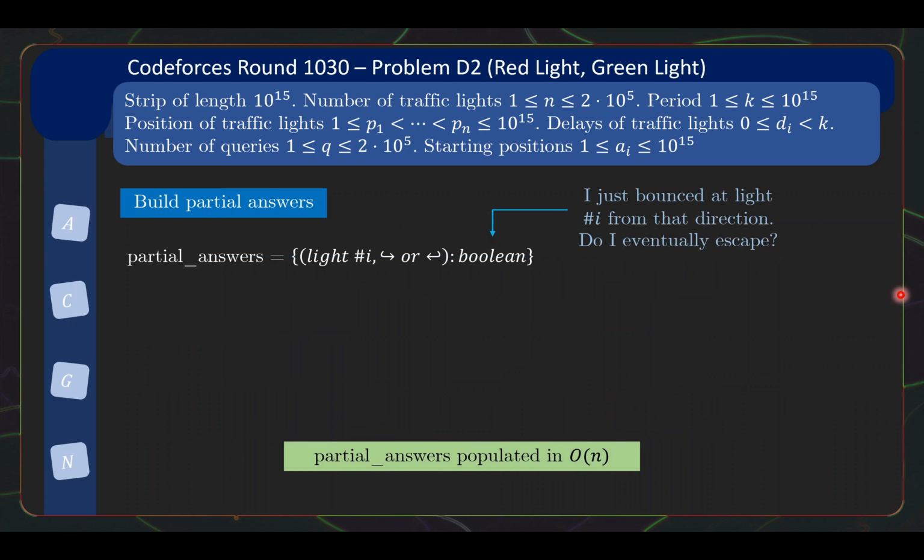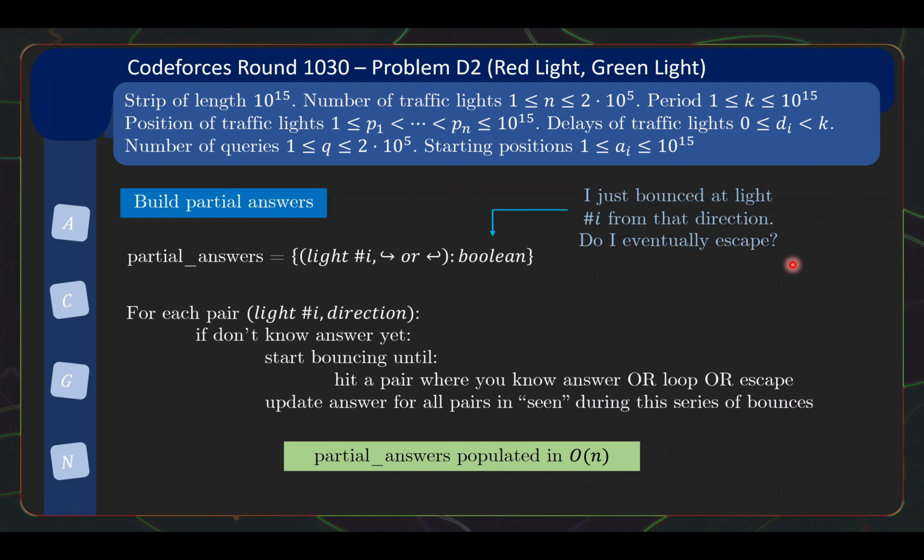So that's what we're going to do now. We are going to pre-compute a dictionary called partial answers, and do this again in linear time. This dictionary basically has a bounce scenario here: at light i, bounce from the left, or at light i, bounce from the right. And the value is a boolean that answers this question: I just bounced at light i from that direction. Do I eventually escape? And basically, to populate this dictionary is very straightforward.